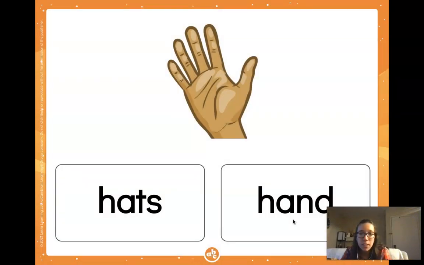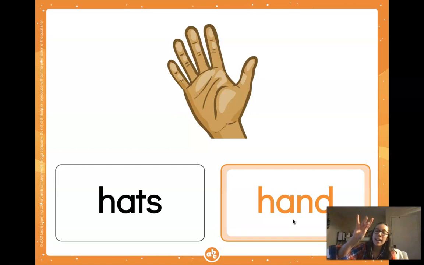Now look carefully at this picture. This is a hand. Which of the words at the bottom says hand? Good. This word says hand. If we sound out that word, we can see that it says h-a-n-d, hand. What does our other word say? Good, our other word says hats.